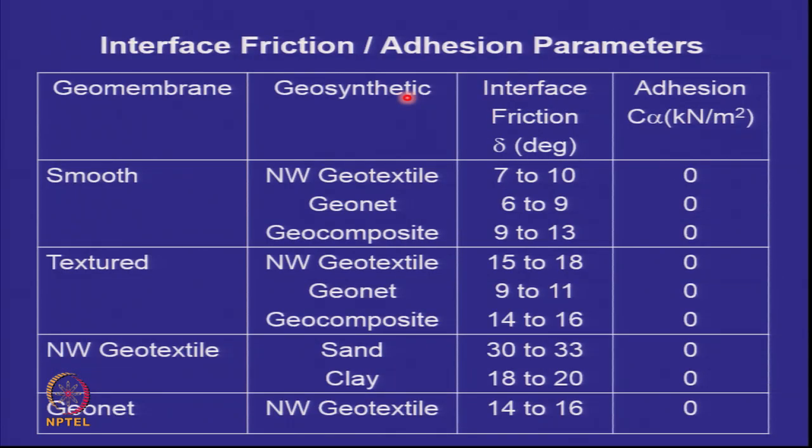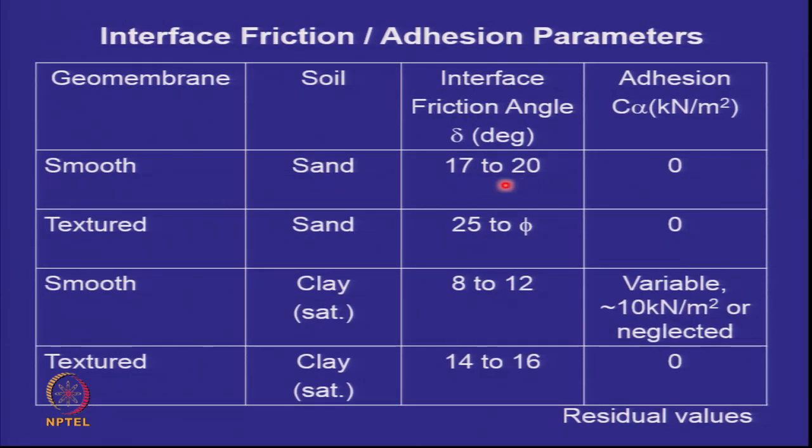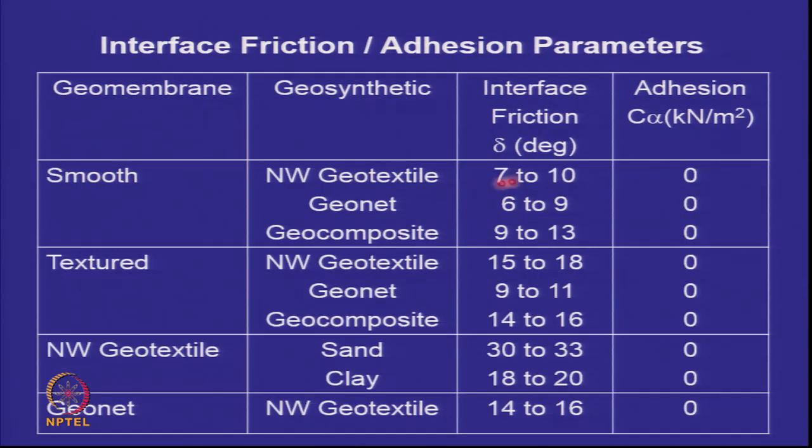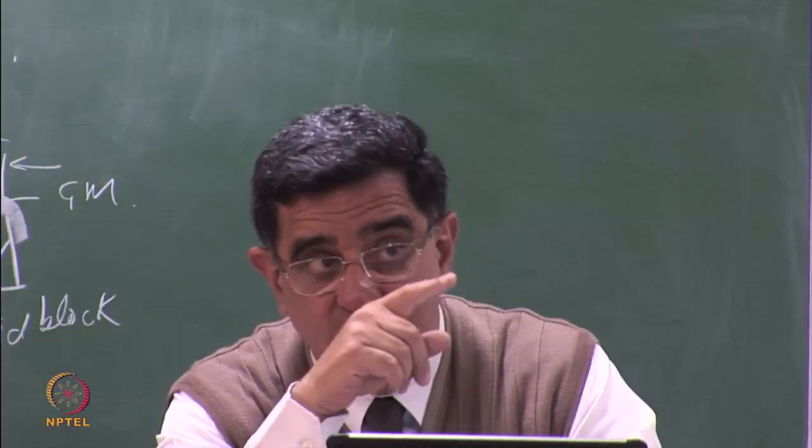So the second slide, this one, now shows if I have a smooth geomembrane and on top of it I put a non-woven geotextile as a protector, I'm down to 7 to 10 degrees. I had said if I put the sand directly on a smooth geomembrane, it's 17 to 20. But now I introduce a geotextile and it goes to 7 to 10. I don't like it. Therefore, I would like a textured geomembrane with the geotextile, and it goes up to about 15 to 18 degrees. So the geotextile to geomembrane interface can also be critical if you are using a smooth geomembrane.